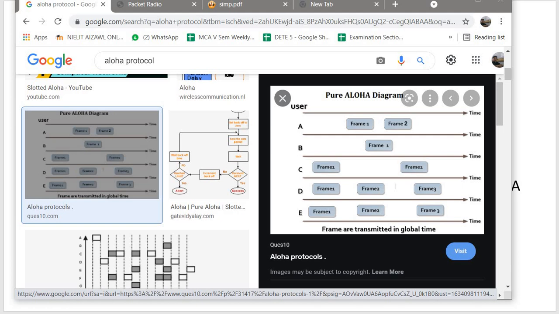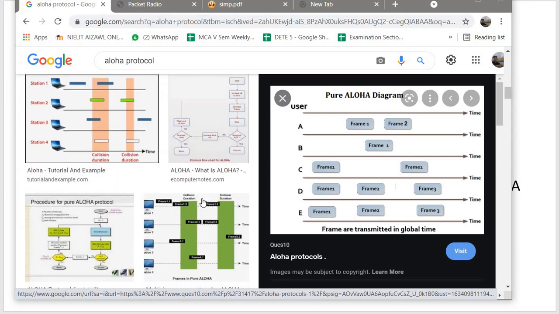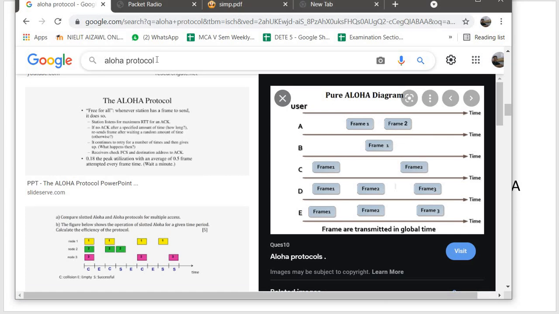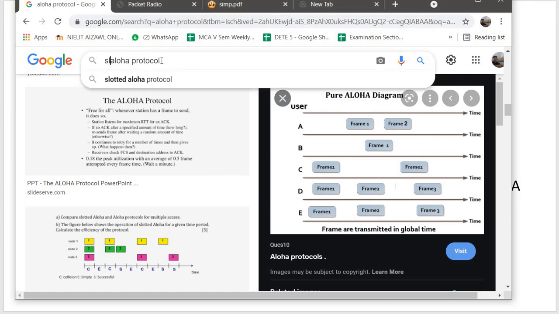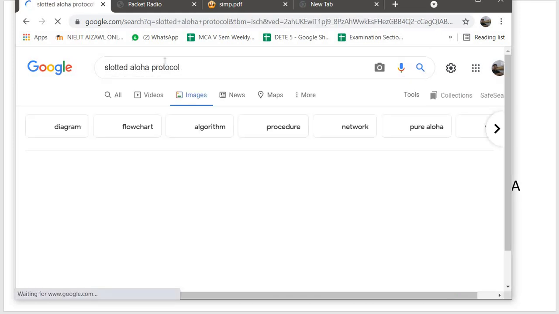Let's move to slotted Aloha. Is there any example here? Yes. Slotted Aloha.